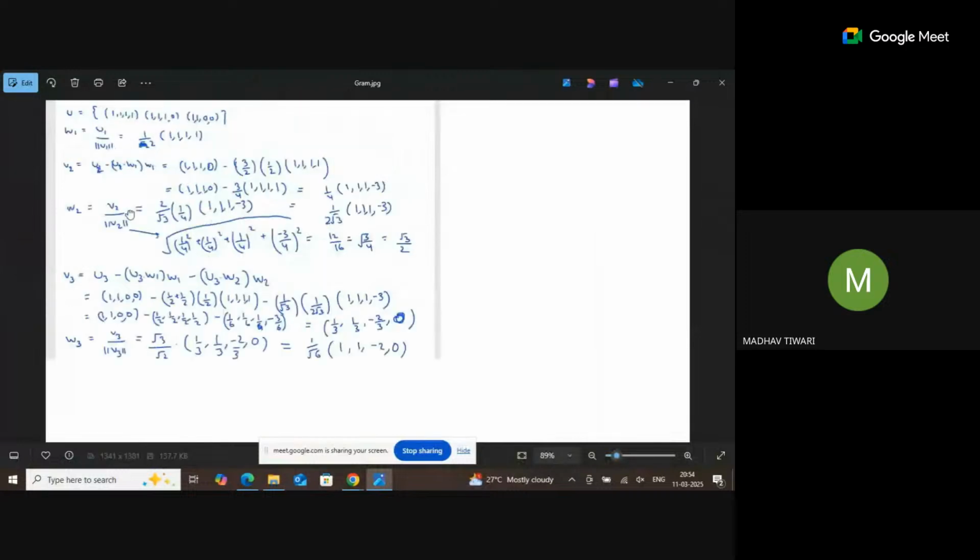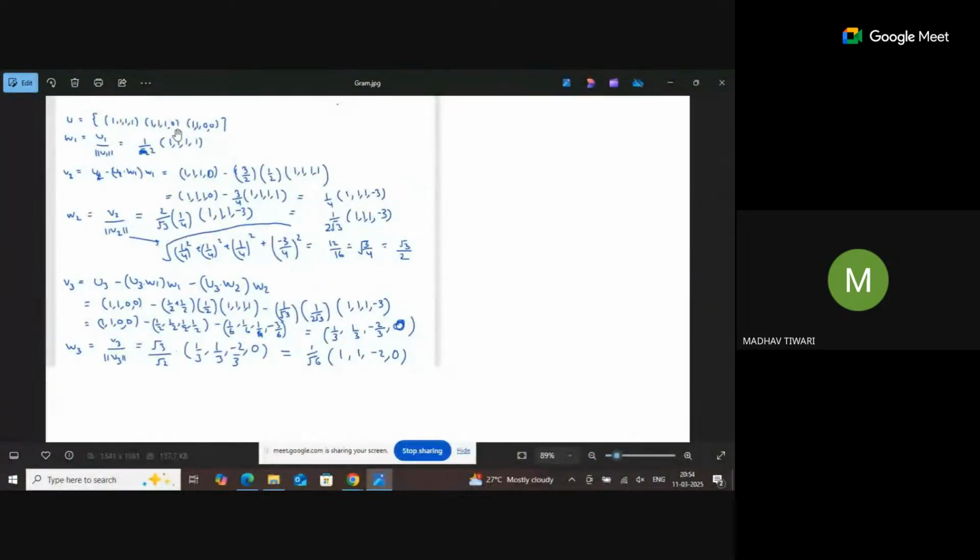So you are given these U, these are your three vectors, and you want to find your W1, W2, and W3. W1 you can get directly by dividing by its norm. The norm is 2, so I divided by 1 by 2, and I got this vector.